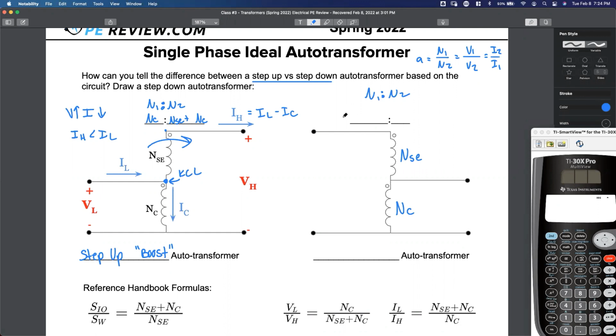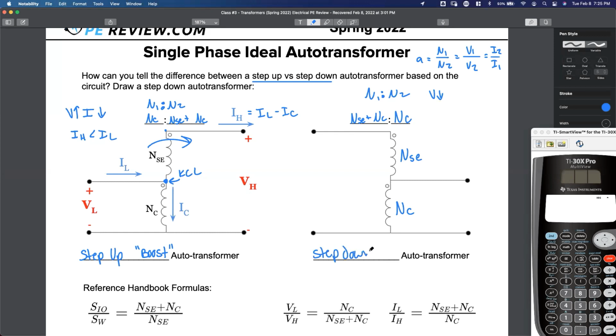Jonas said N1 is the sum of the series turns and the common turns. Great. And of course, what is N2 this time? What's our secondary number of turns from here to here? Just NC. You got it. Do I have more number of turns on the primary or the secondary this time? I have more number of turns on the primary, right? That means we're stepping down. When I go from left to right, from primary to secondary, I'm going from more number of turns to less number of turns, which means this time this is a voltage step down autotransformer.